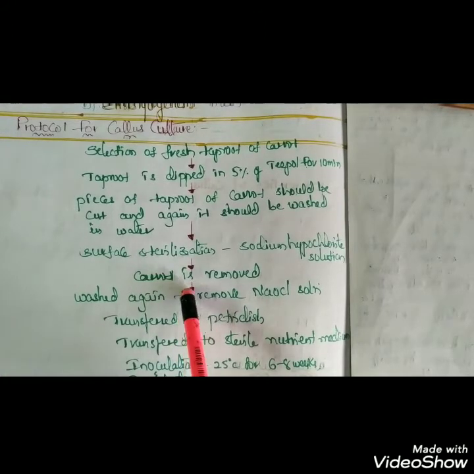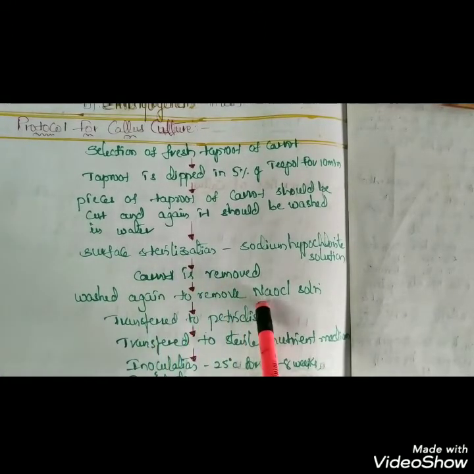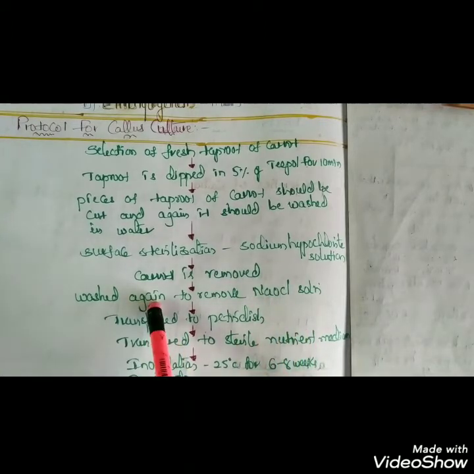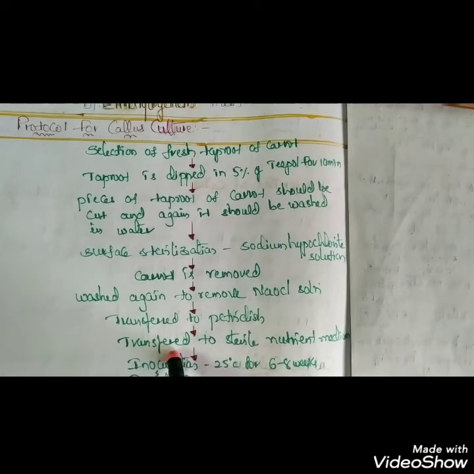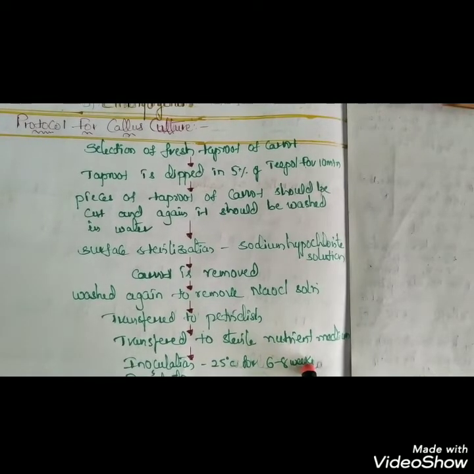It is followed by removal of the sodium hypochlorite solution using distilled water. After that, the carrot pieces are transferred to petri dish. Then it is inoculated on the surface of sterile nutrient medium. After that, it is incubated at 25 degrees centigrade for 6 to 8 weeks, which is followed by cell division and final formation of callus, which is nothing but unorganized and undifferentiated tissues of mass.